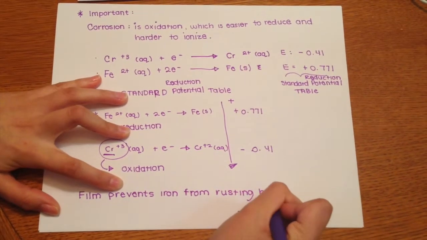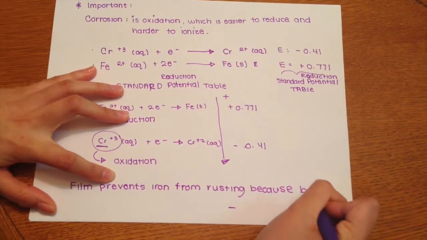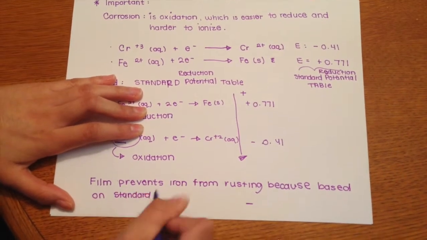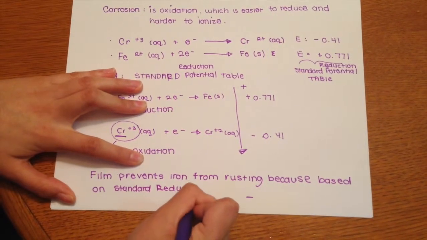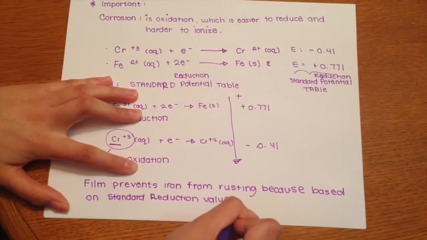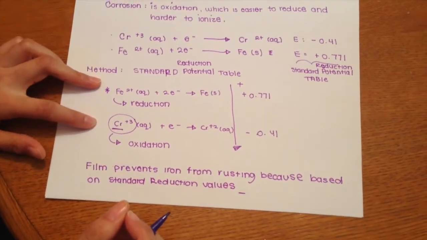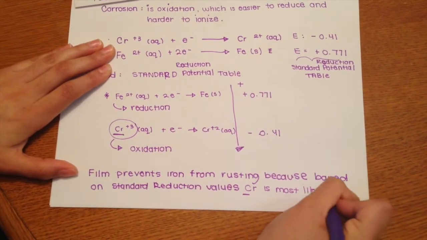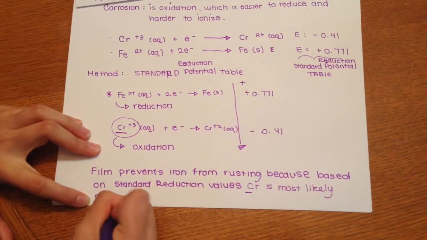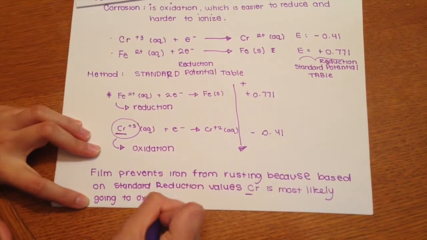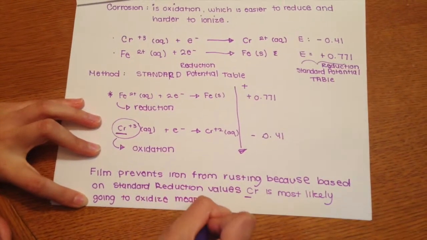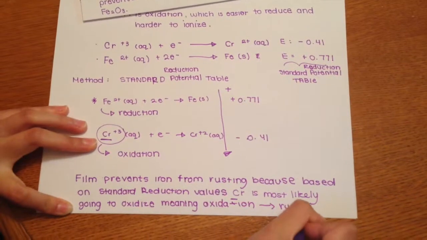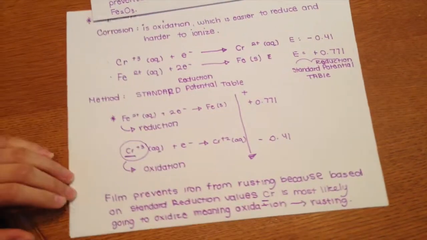Because based on the standard reduction values of these two reduction half reactions, Cr is most likely going to oxidize, meaning oxidation, which in turn means corrosion, which leads to rusting. And that is why iron does not rust.